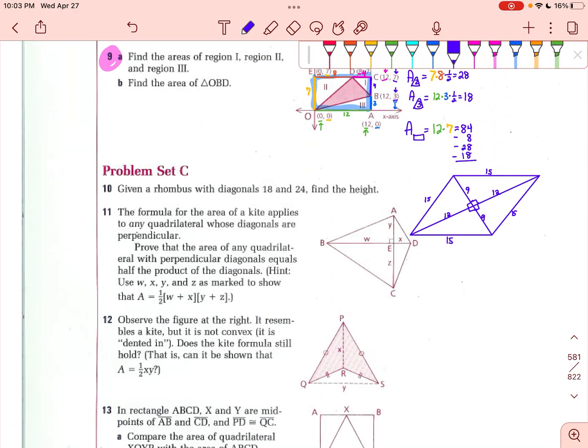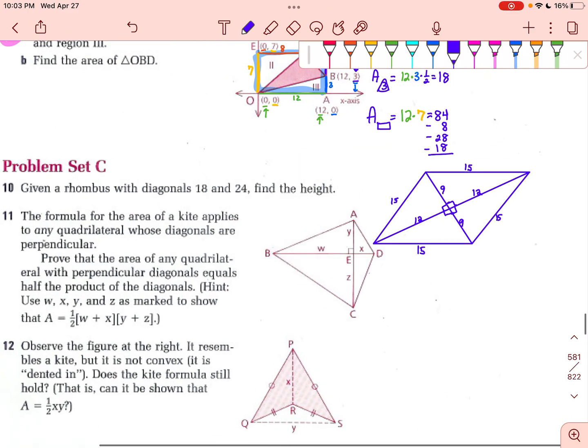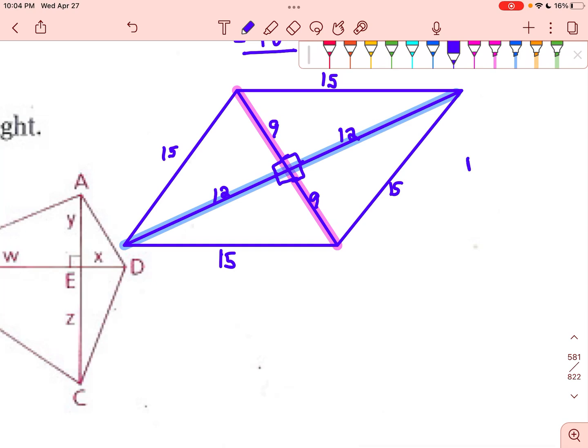Okay, so page 530, number 10. The first thing is number 10 doesn't give us a picture, but it says we have a rhombus and the diagonals are 18 and 24. So what I did was I just created one diagonal that is 18 and the other diagonal is 24. Now, of course, when those diagonals hit each other, because this is a rhombus, they bisect each other.